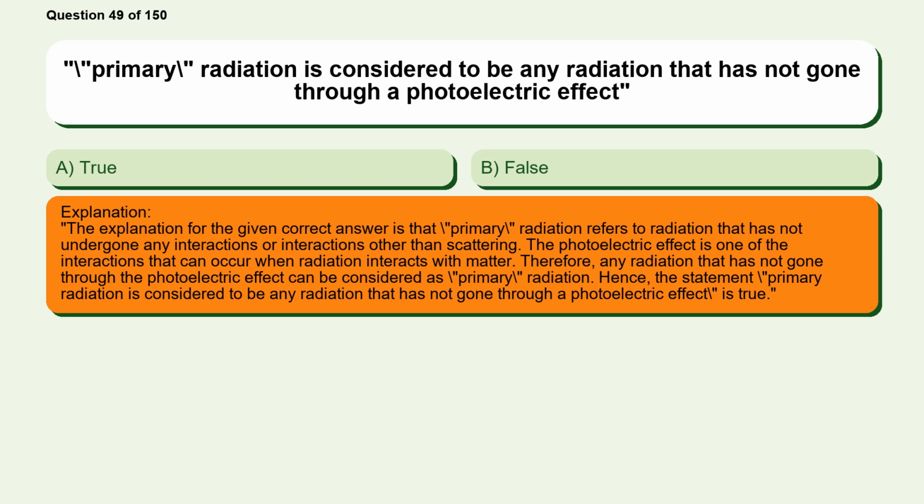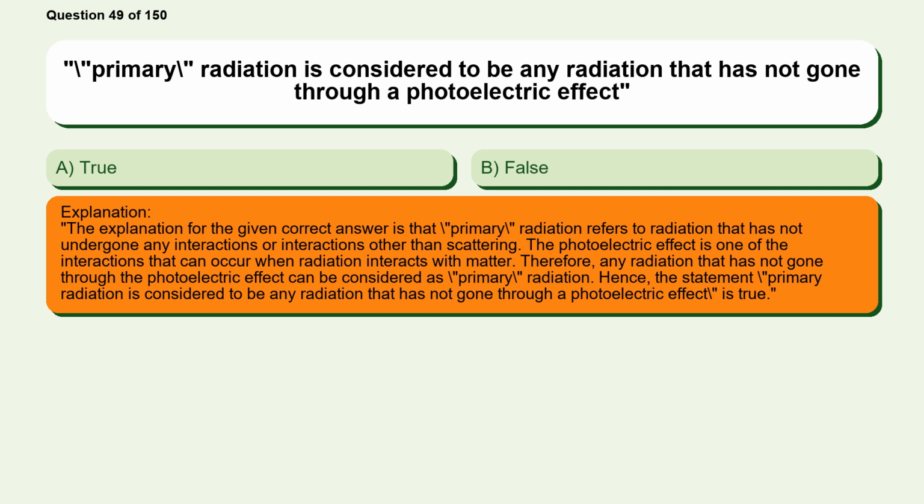The explanation for the given correct answer is that primary radiation refers to radiation that has not undergone any interactions other than scattering. The photoelectric effect is one of the interactions that can occur when radiation interacts with matter. Therefore, any radiation that has not gone through the photoelectric effect can be considered as primary radiation. Hence, the statement is true.